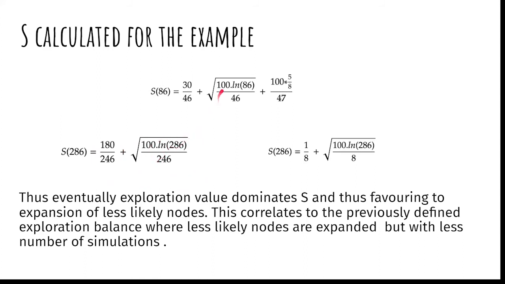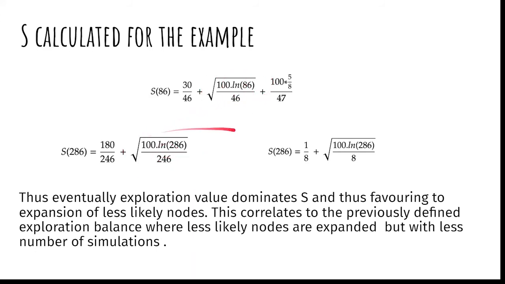Here, this ln of 86 is converted to ln of 286, but this 46 becomes 246, right? So you've played all 200 games with this same node itself. So this has increased logarithmically, whereas this has increased linearly. So this overall term has lesser value than what this had, right?